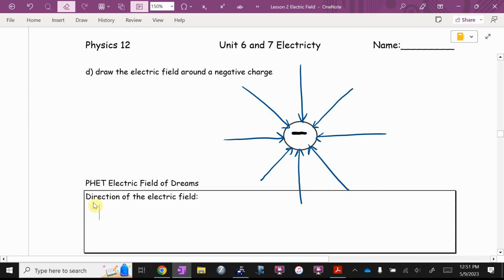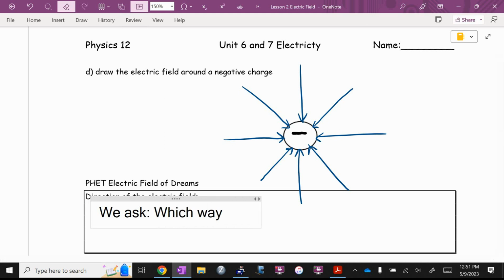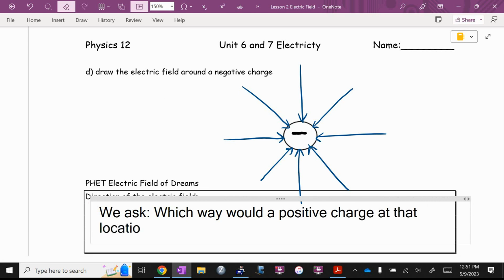So the direction of the electric field, we ask, which way would a positive charge at that location want to move if it could? That's how we decided to define it. We could have defined it in terms of negative charges. We defined it in terms of positive charges. And the reason we had to define it is because unlike gravity, where everything is attracted, in electricity, Joanna, like charges repel.